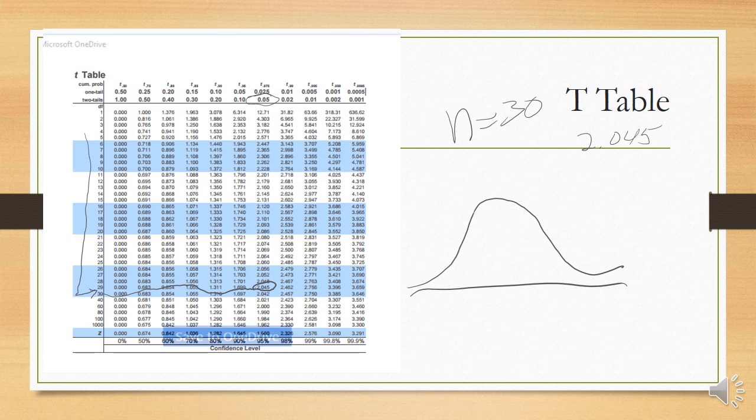2.045. So if your t is greater than 2.045, you would be rejecting the null hypothesis.